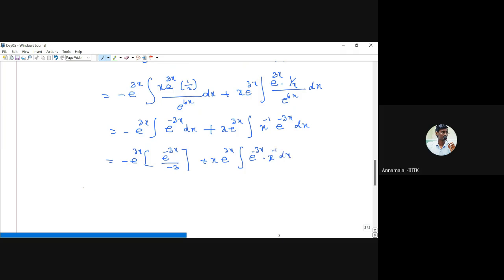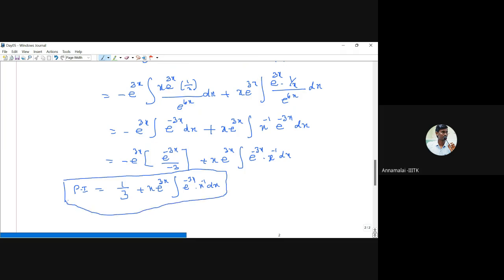So therefore the particular integral is minus minus plus, therefore e power 3x by 3, plus x into e power 3x integral e power minus 3x into 1 by x, or x inverse, into dx. So this is the particular integral. And then finally you can add the particular integral to the complementary function, you will get the solution. Sometimes you get some non-integrable function here, you have to keep that one.